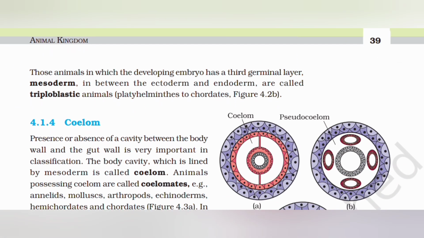Those animals in which the developing embryo has a third germinal layer, mesoderm, in between the ectoderm and endoderm, are called triploblastic animals. Platyhelminthes to chordates, figure 4.2b.